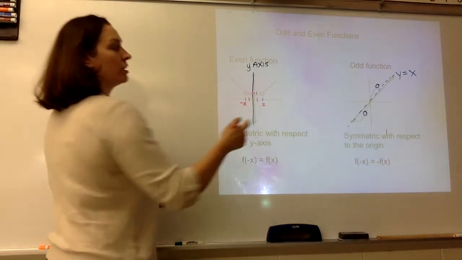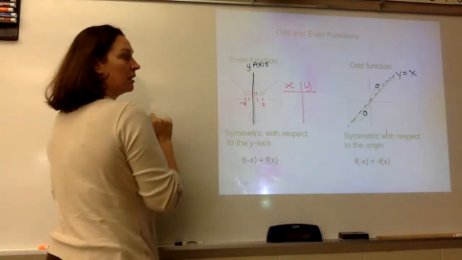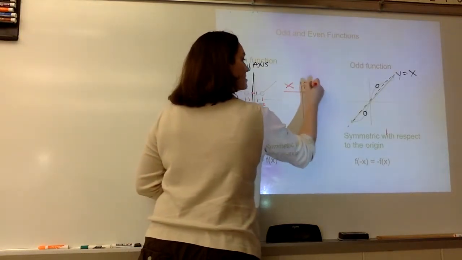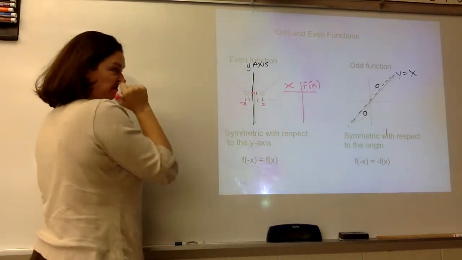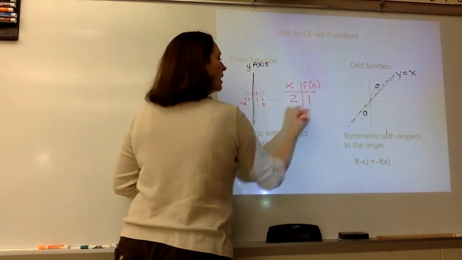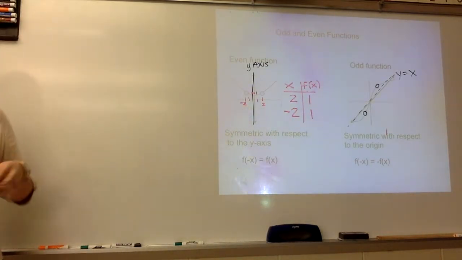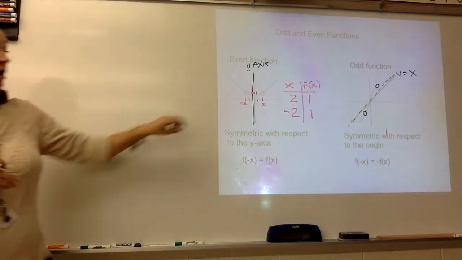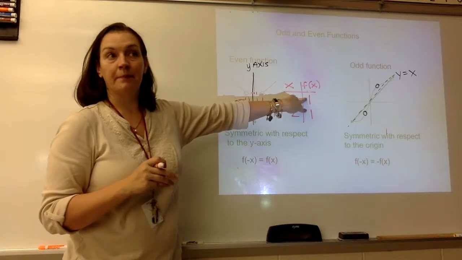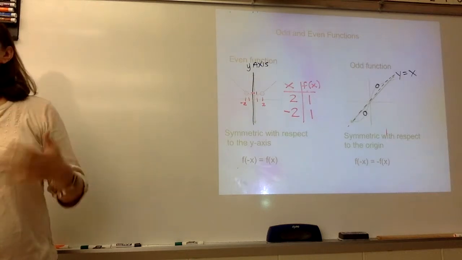If I have a chart, I'm going to make an XY chart. Instead of using the letter Y, I'm going to use the notation f of x. Within my chart, I have the points 2, 1 and negative 2, 1. If you have an even function, you will see that x will change signs, but y will remain the same.